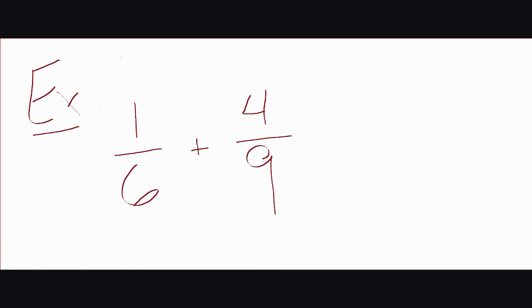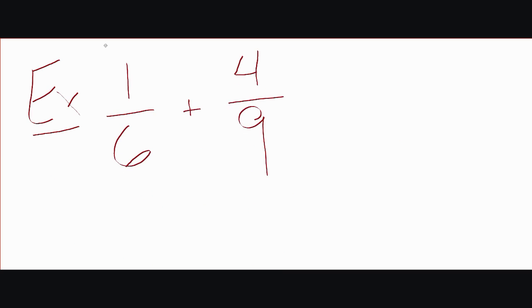So here I have 1/6 plus 4/9. We need to find a common denominator for these two fractions, because right now they don't have one. 6 and 9 are not the same thing. So we need to find a denominator that is the same, that they both share. And how do we find that? Well, what we want to look at is multiples.